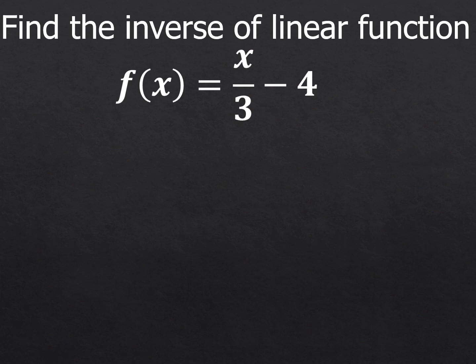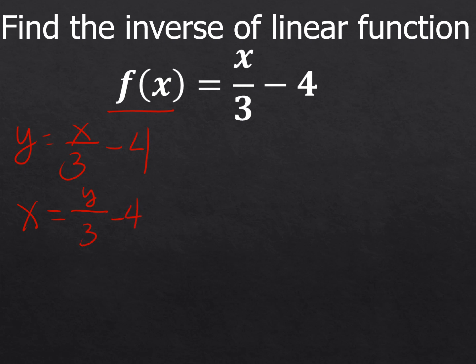Let's have another example. Find the inverse of linear function f of x equals x over 3 minus 4. Let's apply the steps. Let's change f of x into y. Nag-proceed tayo sa step since this function is a linear function and it implies that this is a one-to-one function. So let's have y equals x over 3 minus 4. After that, we're going to interchange y and x. So instead of writing y, it will be x. Instead of writing x, it will become y over 3 minus 4.